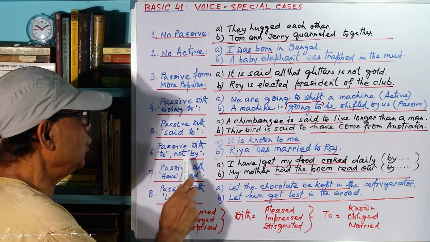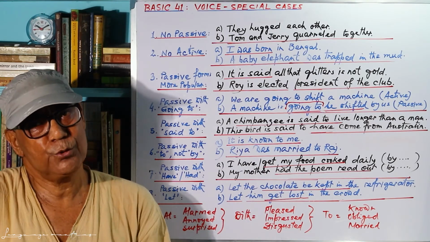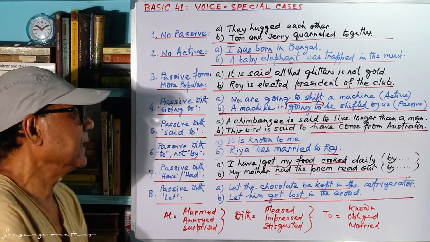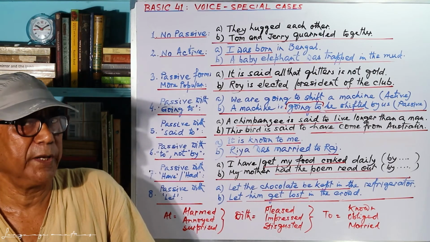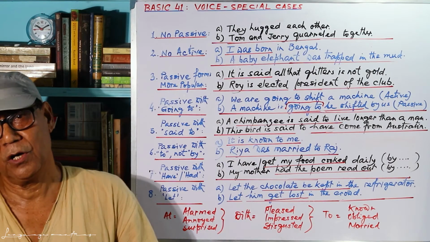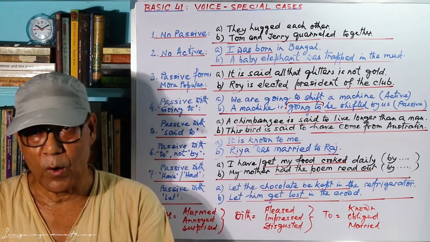Passive with "to," not "by." Sometimes in the passive format we use "to" instead of "by." Take care. It is known to me. It is known to me. Never "it is known by me." Almost all grammarians prefer "known to me." But why not "by"?